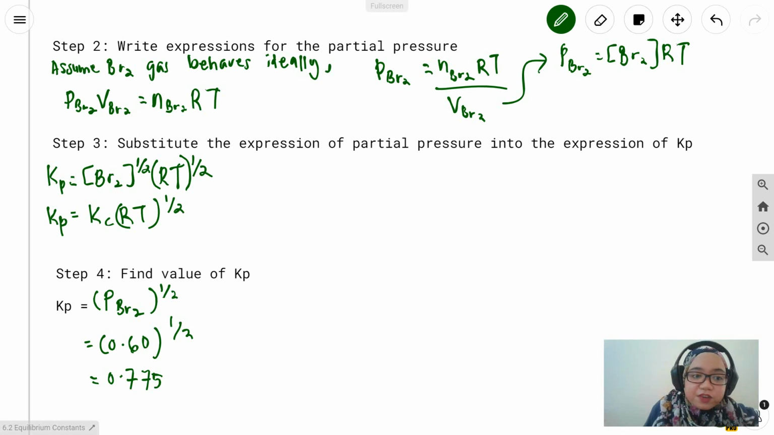Okay, so it's very simple. If we have the value of Kc, we can use this formula. But since we don't have the value of Kc, we can use this expression. So Kp equals the partial pressure of Br2 to the power of 1/2. Because they gave us the partial pressure of bromine gas. Okay, so we can use this to find Kp as well.